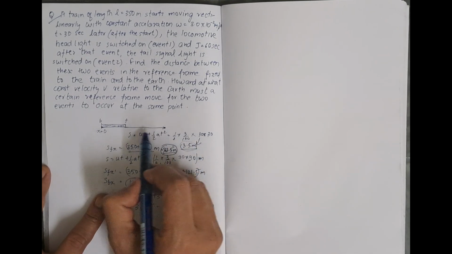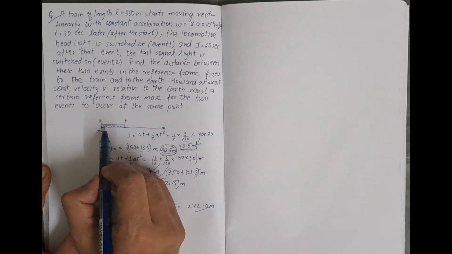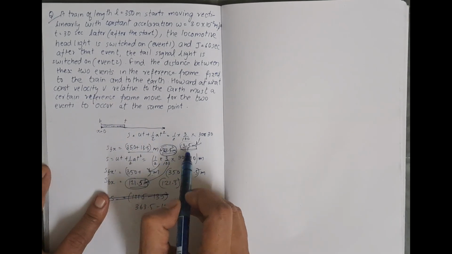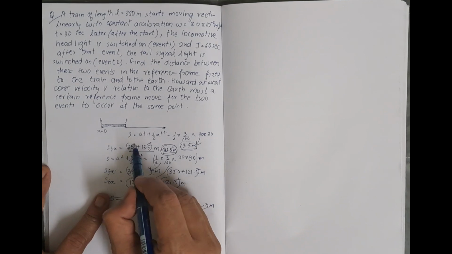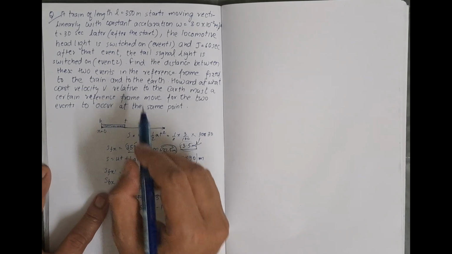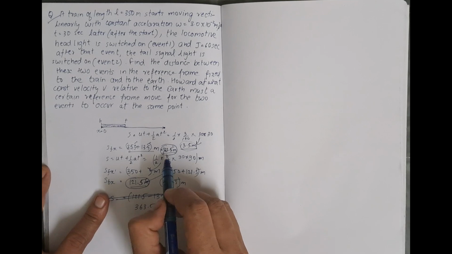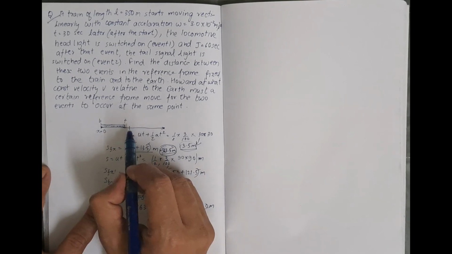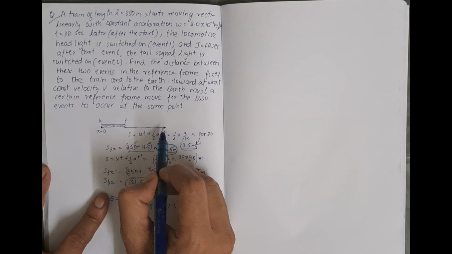The x coordinate of this point will be this distance plus the length of the train. So this is 13.5 plus the length of the train, which is 350 meters, as we have been given here. So this is equal to a total of 363.5 meters, the x coordinate of the front end of the train.